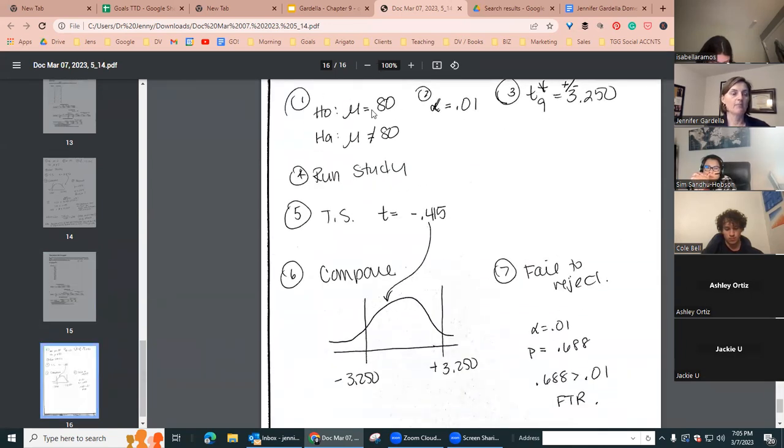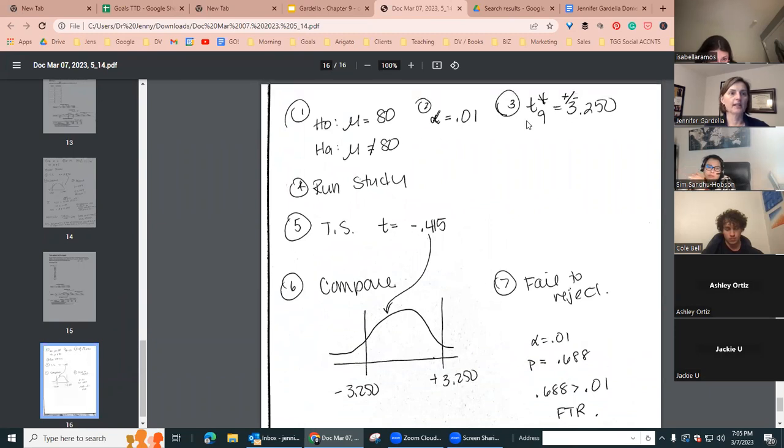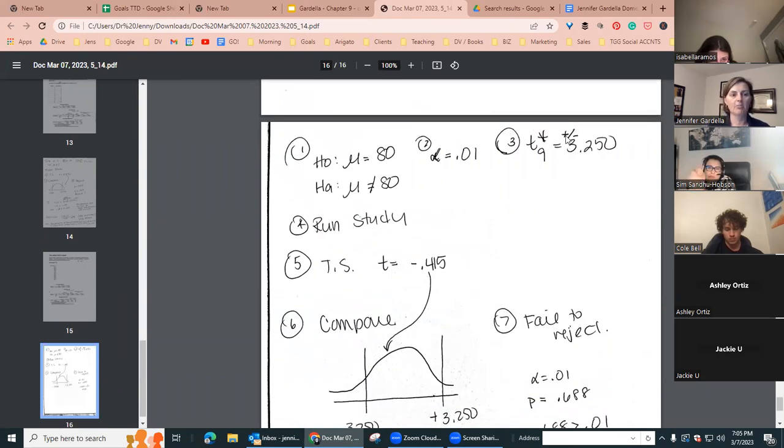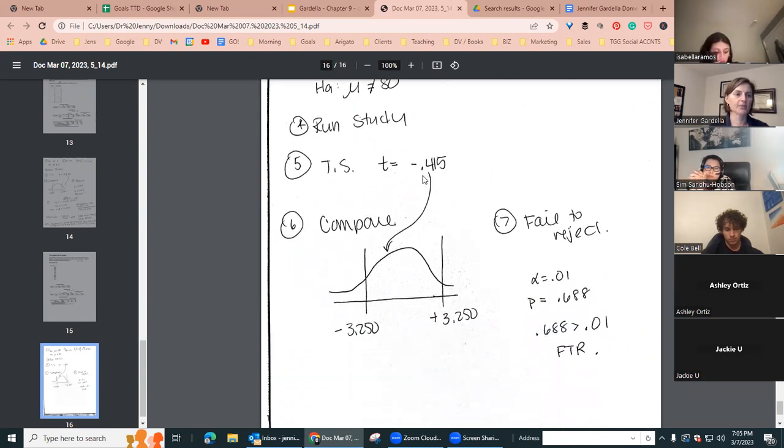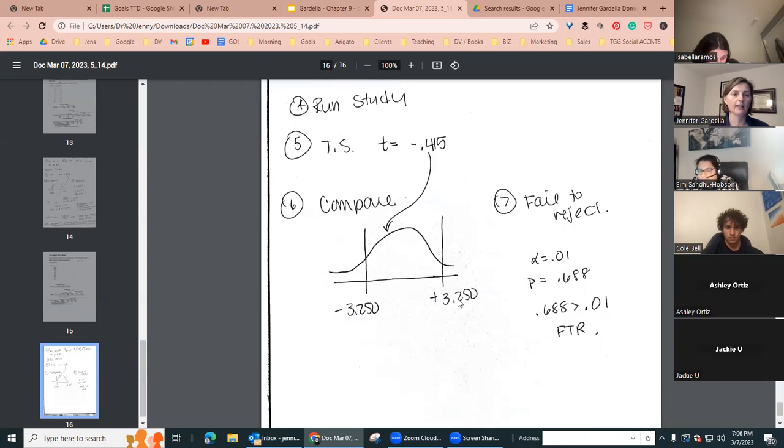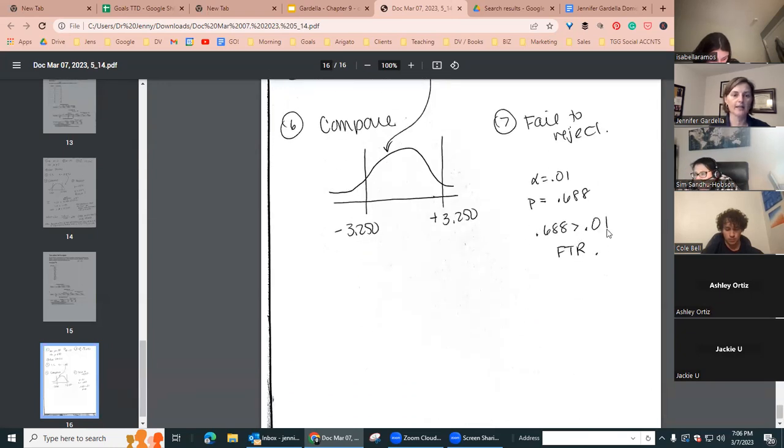Let's see, mu equals 80, mu does not equal 80. Here's our critical value of T, plus or minus 3.250. T equals negative 4.15, and we fail to reject. I give you fail to reject comparing the scores to the graph, and I also compare it to the p-value here.